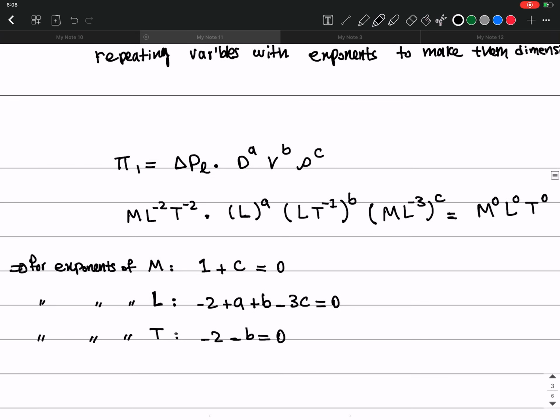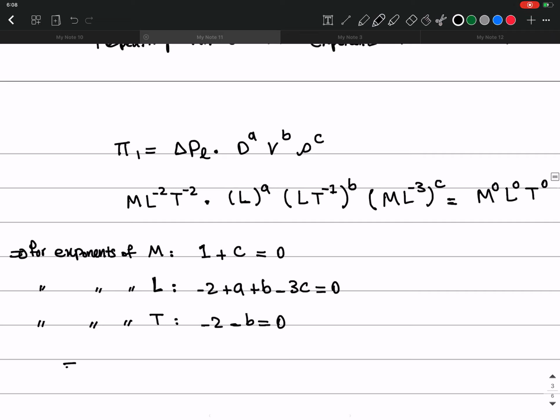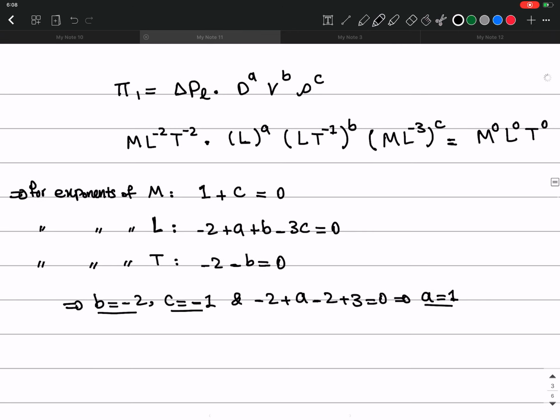So clearly, the third equation gives me b equals minus 2. The first equation gives me c equals minus 1. And then the second equation gives me minus 2 plus a plus b, which is minus 2, minus 3c, which is going to be plus 3, equals 0. And so a should be 1. So we have found these from these equations. So we found the first pi term.